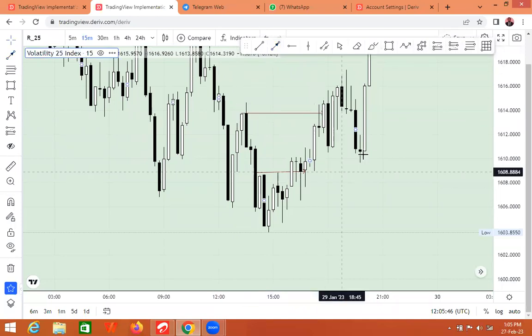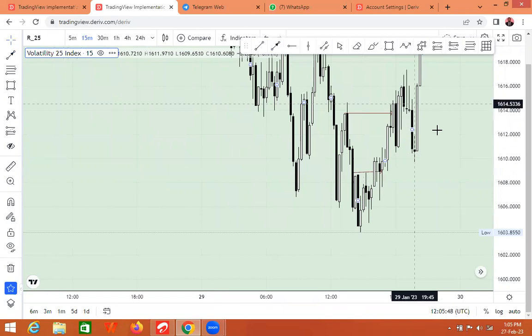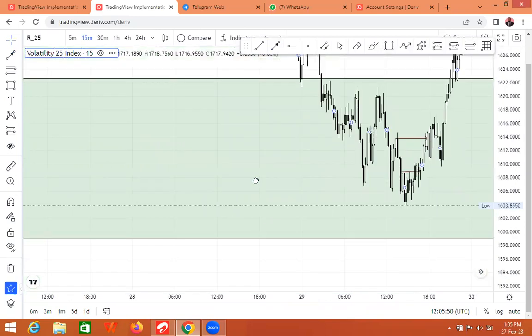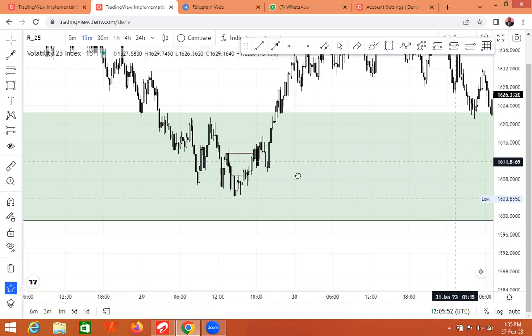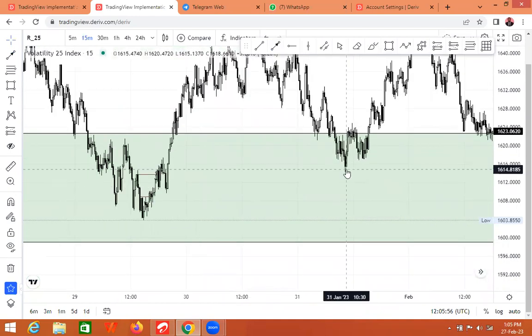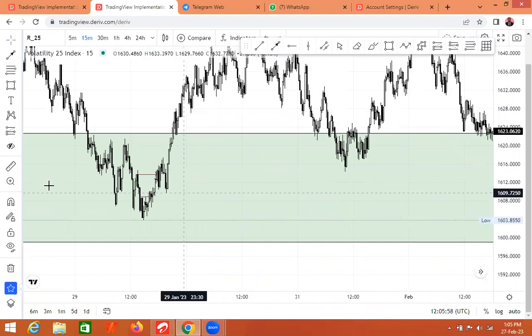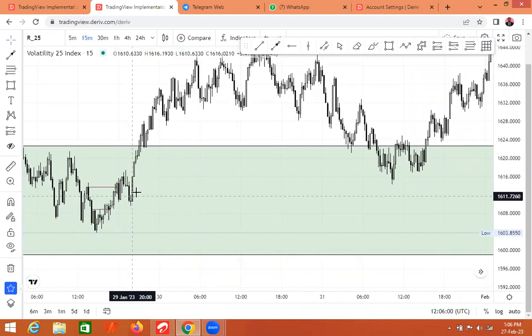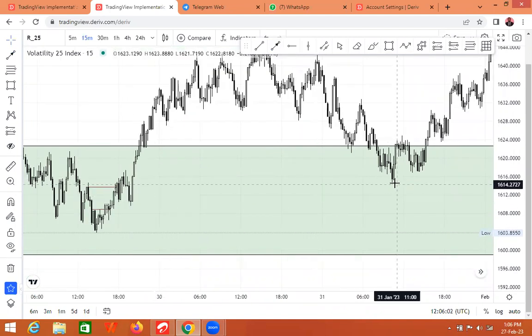Price came back into it. If you didn't catch this first move, you will still catch the one at the front. Price definitely comes back to it. See, price came back to it. Price came back because they left an imbalance here. They came back to fill that imbalance. Look at it. They came back to the imbalance and then they moved.